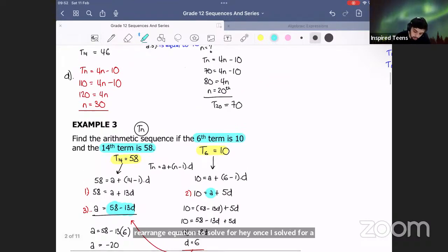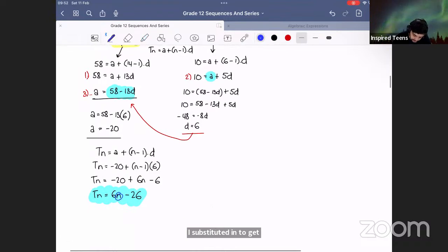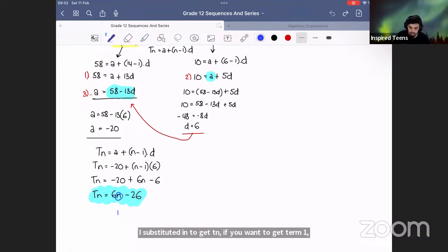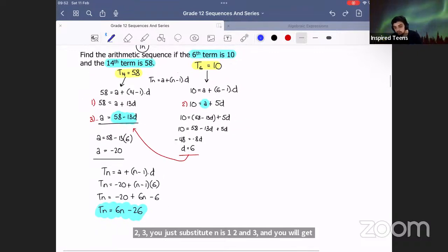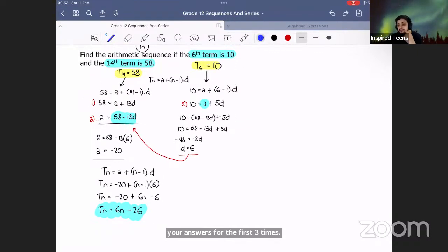If you want to get terms 1, 2, 3, you just substitute n as 1, 2, and 3, and you'll get your answers for the first 3 terms. So arithmetic sequence means first 3 terms, but you're calculating Tn just to confirm. Yes, that is correct.